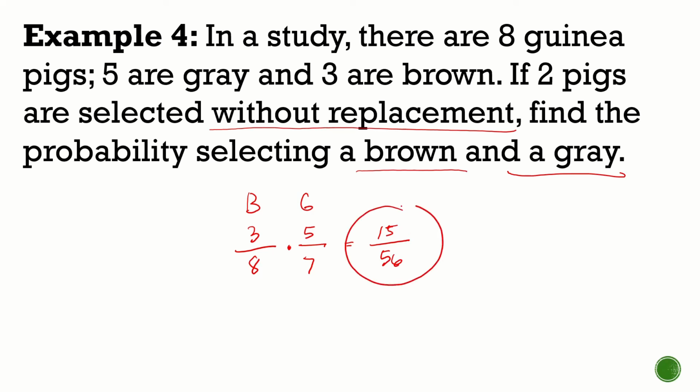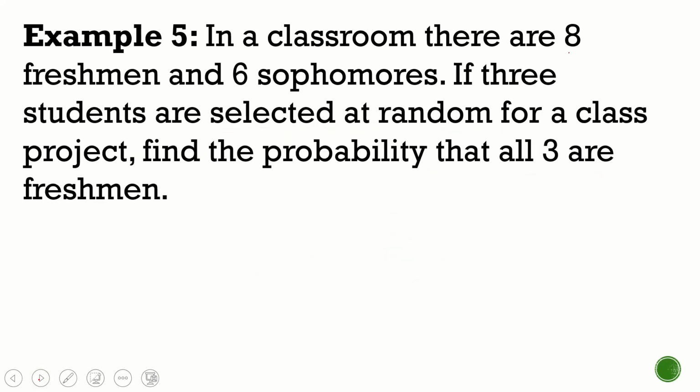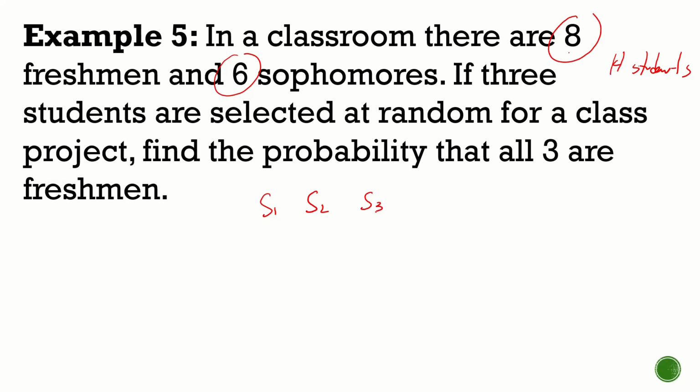Okay. All right, let's go to the last one. In a classroom, there are 8 freshmen and 6 sophomores. So in total, we have 14 students. If 3 students are selected, so student 1, student 2, student 3, at random for a class project, find the probability that all 3 are freshmen. So the focus here is freshmen.